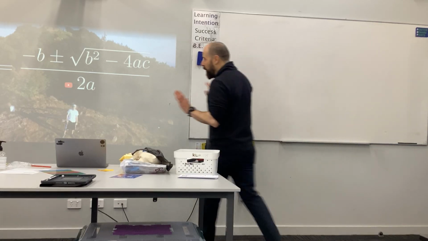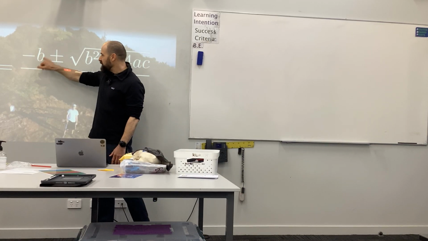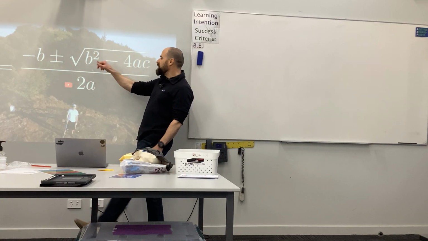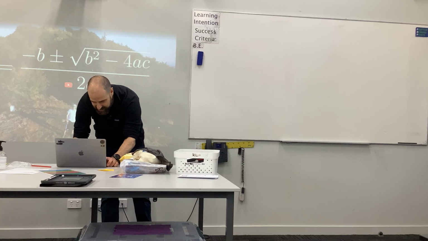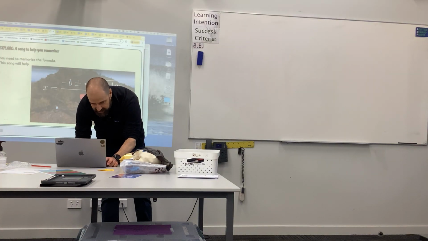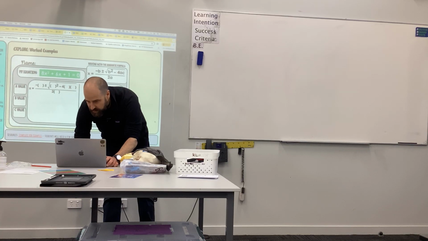So, we're looking at how we can use the quadratic formula, which is negative b plus or minus the square root of b squared minus 4ac over 2a, to solve quadratic equations. And we're going to go through some examples right now, which I've given you a template which we're going to use.